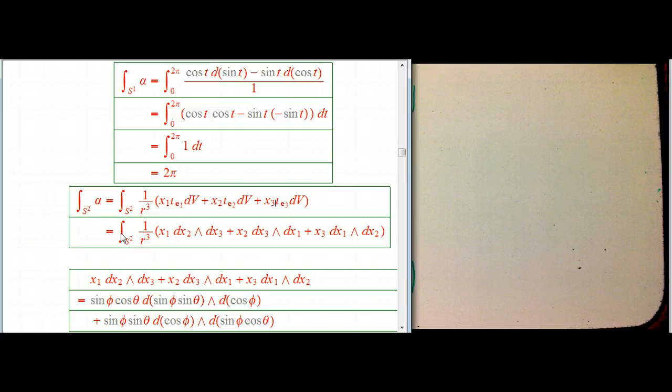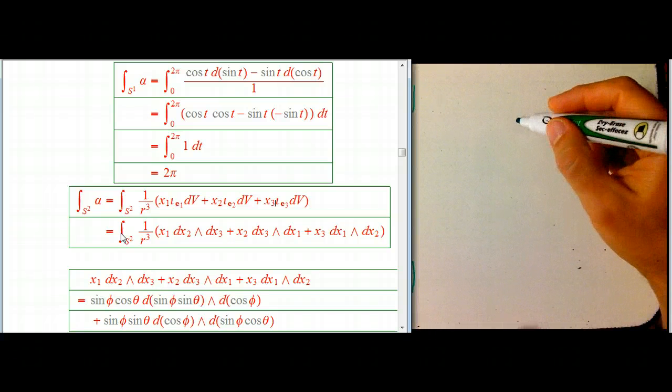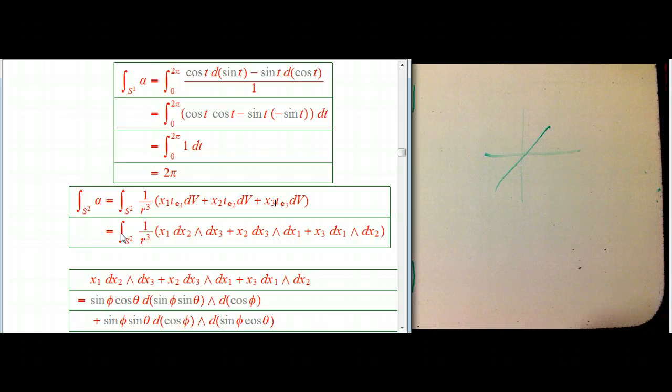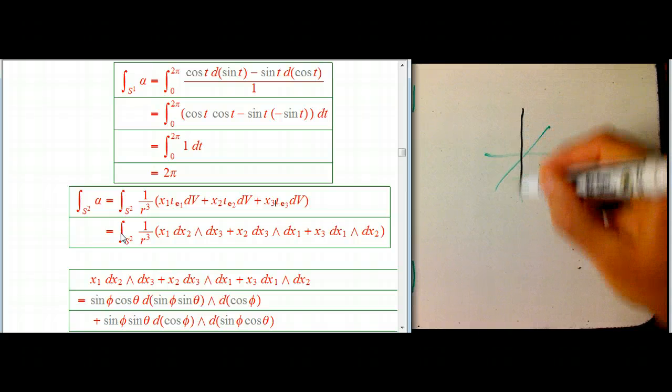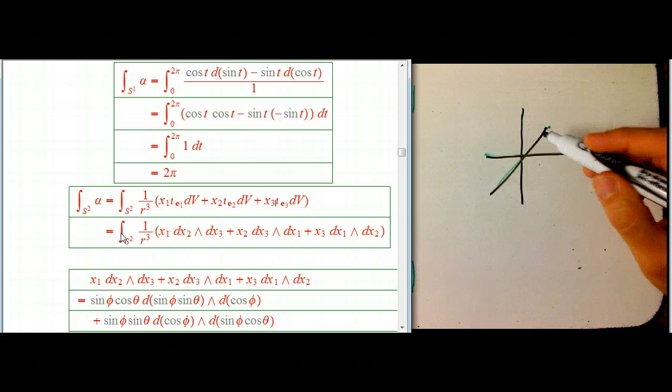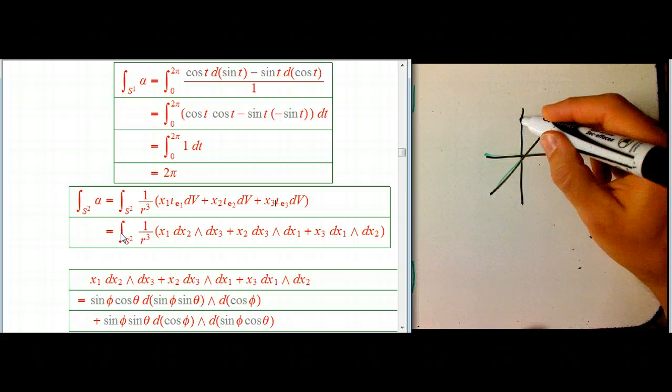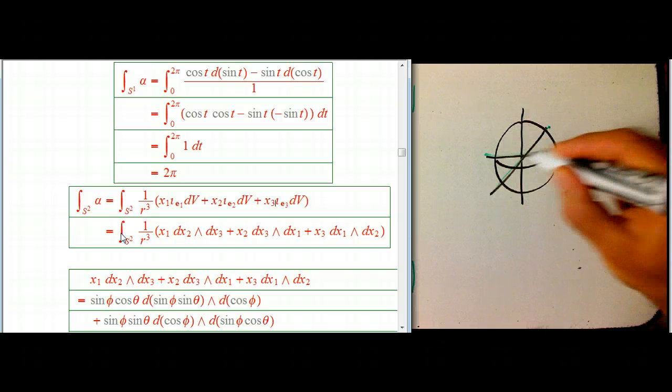Okay, so we've got this 2 form, and now remember it's a little tricky to write 2 forms in 3 dimensions or draw them. And that's going to be something that you want to think of as a flux. An n-1 form always represents a flux, or that's one way to think about it. And we're going to be integrating it over a sphere anyway in a minute.